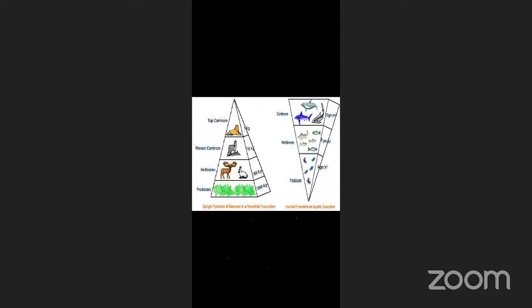Here, in the terrestrial ecosystem, we see the pyramid is upright. That means the number of plants and trees is more, and the trees are heavy in size also, maybe 1,000 kgs. Then herbivores will be less in weight, only 100 kgs. Then primary carnivores or secondary consumers will be still less, only 10 kgs. Then the top carnivore will be only 1 kg. That means the weight is reduced gradually. Hence, it is upright. But in the aquatic ecosystem, it is inverted.